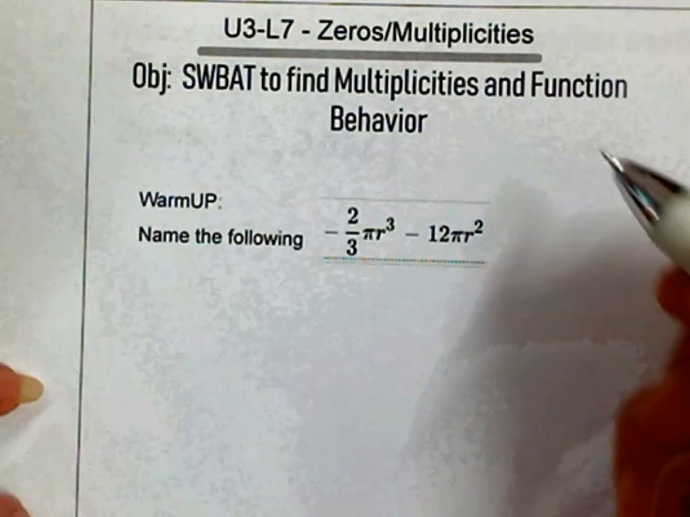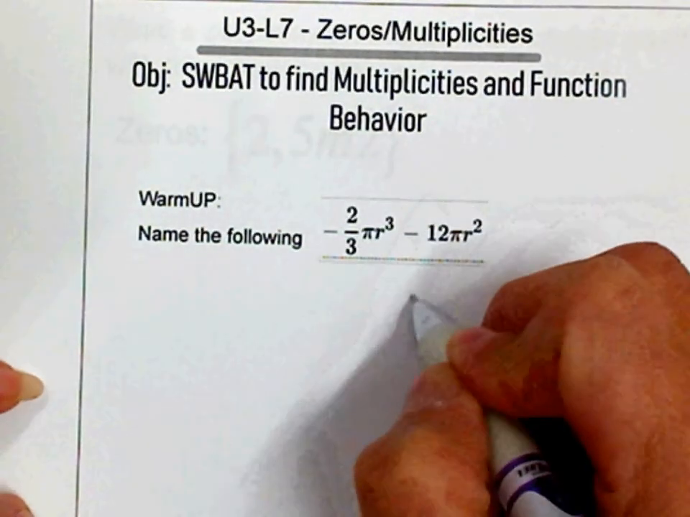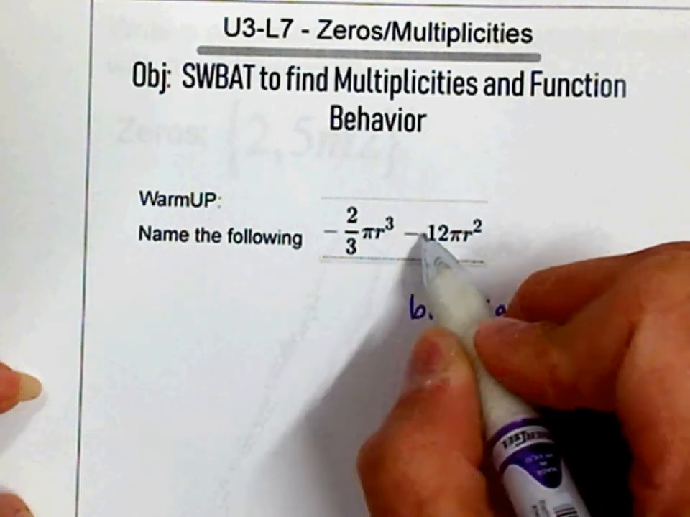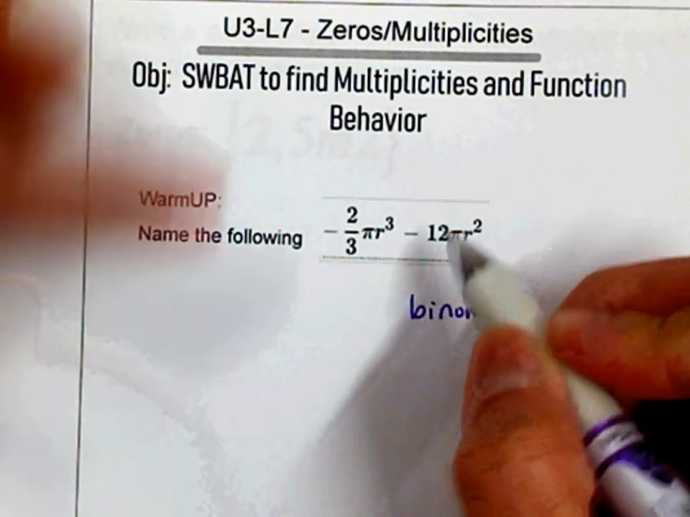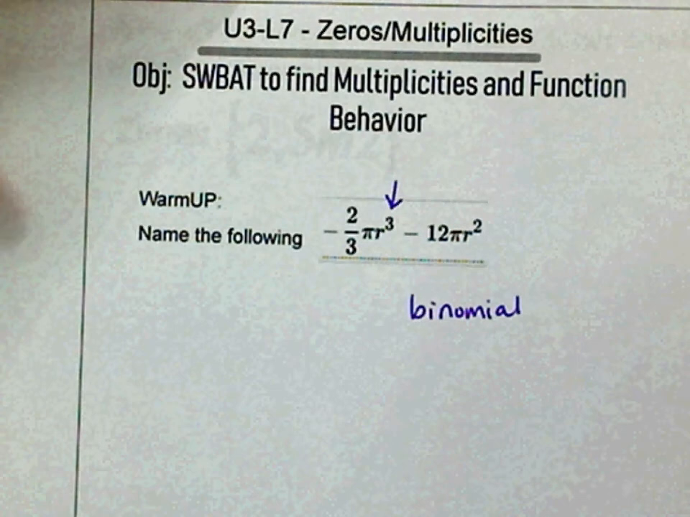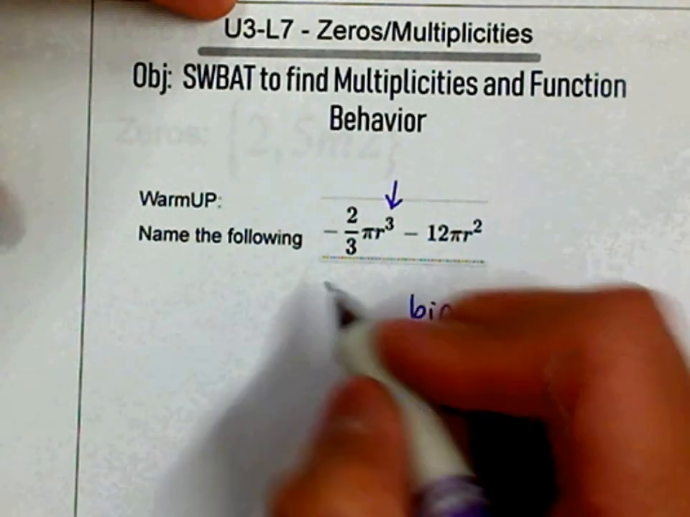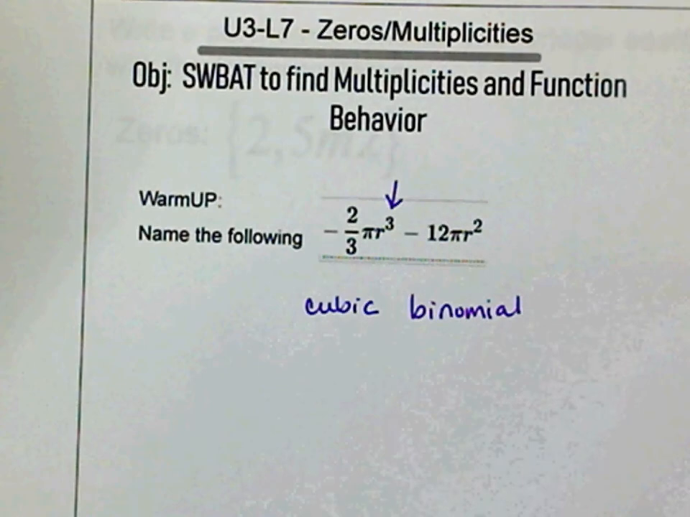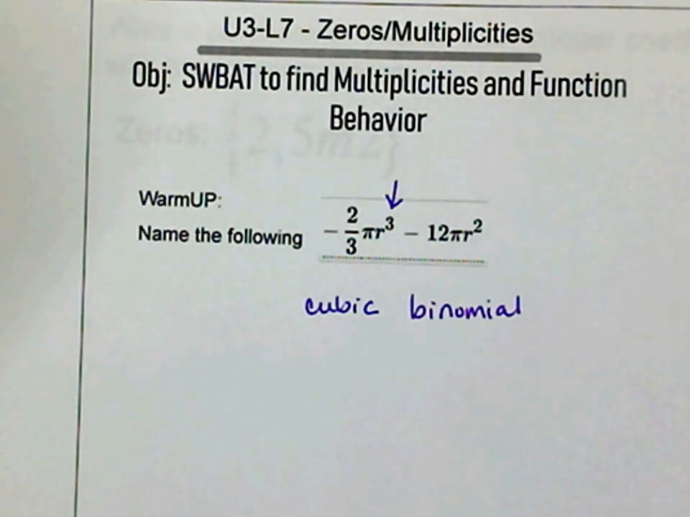Okay. All right, so if you take a look, you got two terms, so that means it's a binomial. A term is separated by plus or minus, so here's a minus, 1, 2. What is the highest degree right here? A 3, so what's a 3? It is a cubic binomial, and that's how you name it specifically, okay?